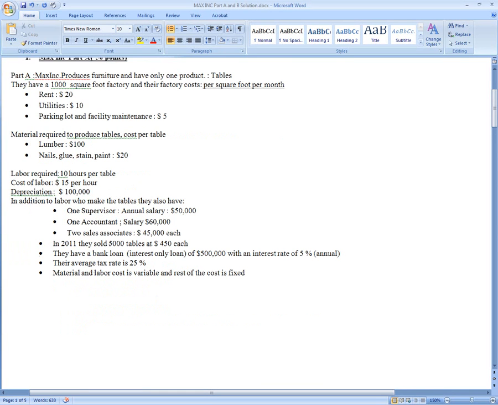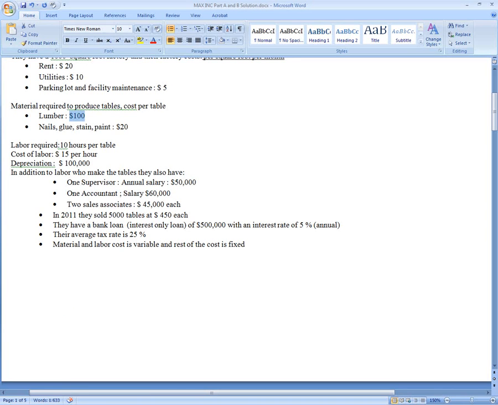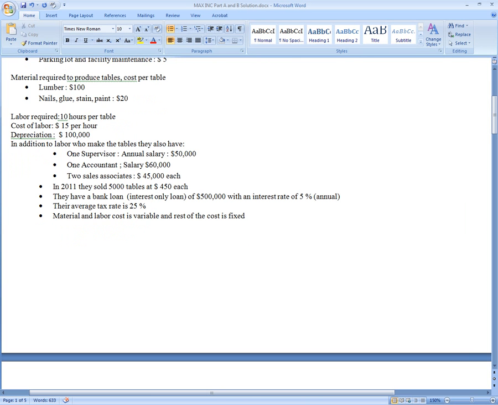And there is some variable cost to produce the tables. Lumber is $100 per table, which means that if you are making one table, it will cost you $100. If you're making 10 tables, it will cost you 100 times 10, just $1,000, and so on. Your nails and other material, the glue, the stain, the paint, about $20 per table. Again, for one table, $20. For 10 tables it would be $200, and so on.